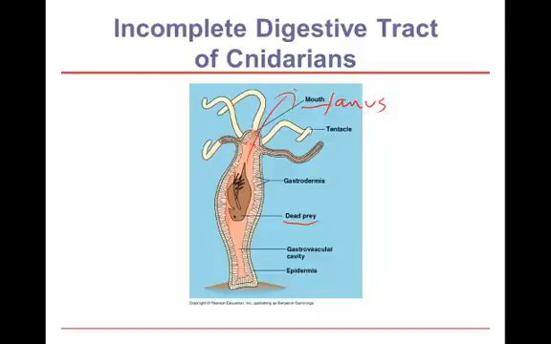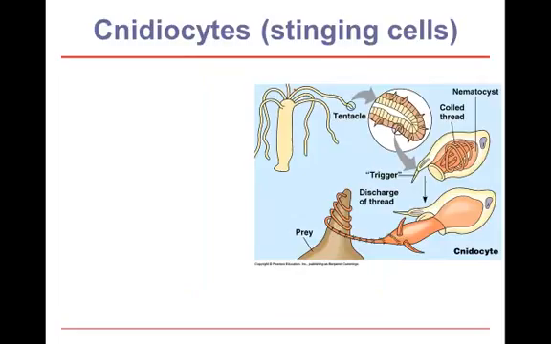We do need to learn more about the stinging cells, and in this case, you do need to know the technical name, which is cnidocytes. Cnidocytes are so named because they are stinging cells, and cnido means stinging. And this is also the feature for which the phylum Cnidaria is named.